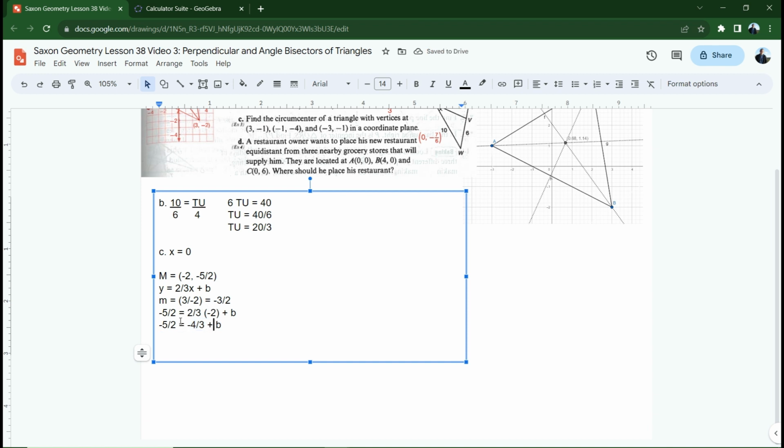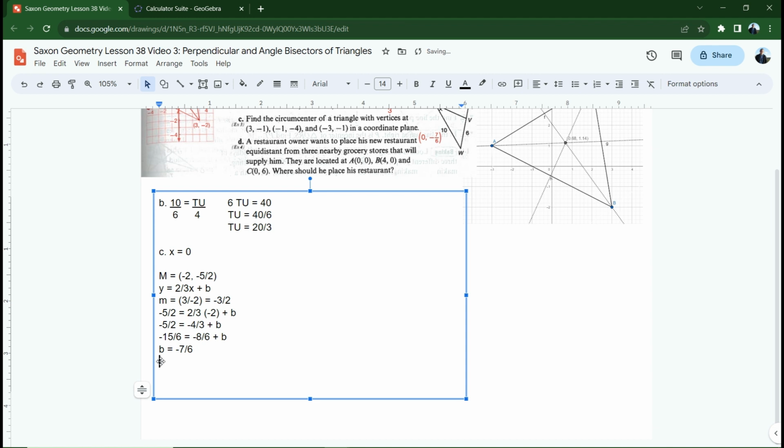That gives me this expression. I need a common denominator in order to do the next step. I need to add 4/3 to both sides of this to get b by itself. My common denominator is going to be 6, so I need to multiply this by 3/3 and this by 2/2. And now I can add 8/6 to both sides, and I get b equals -7/6. -15 plus 8 is going to be -7, and then over 6. All right. That is my y-intercept of the line that passes through the midpoint.